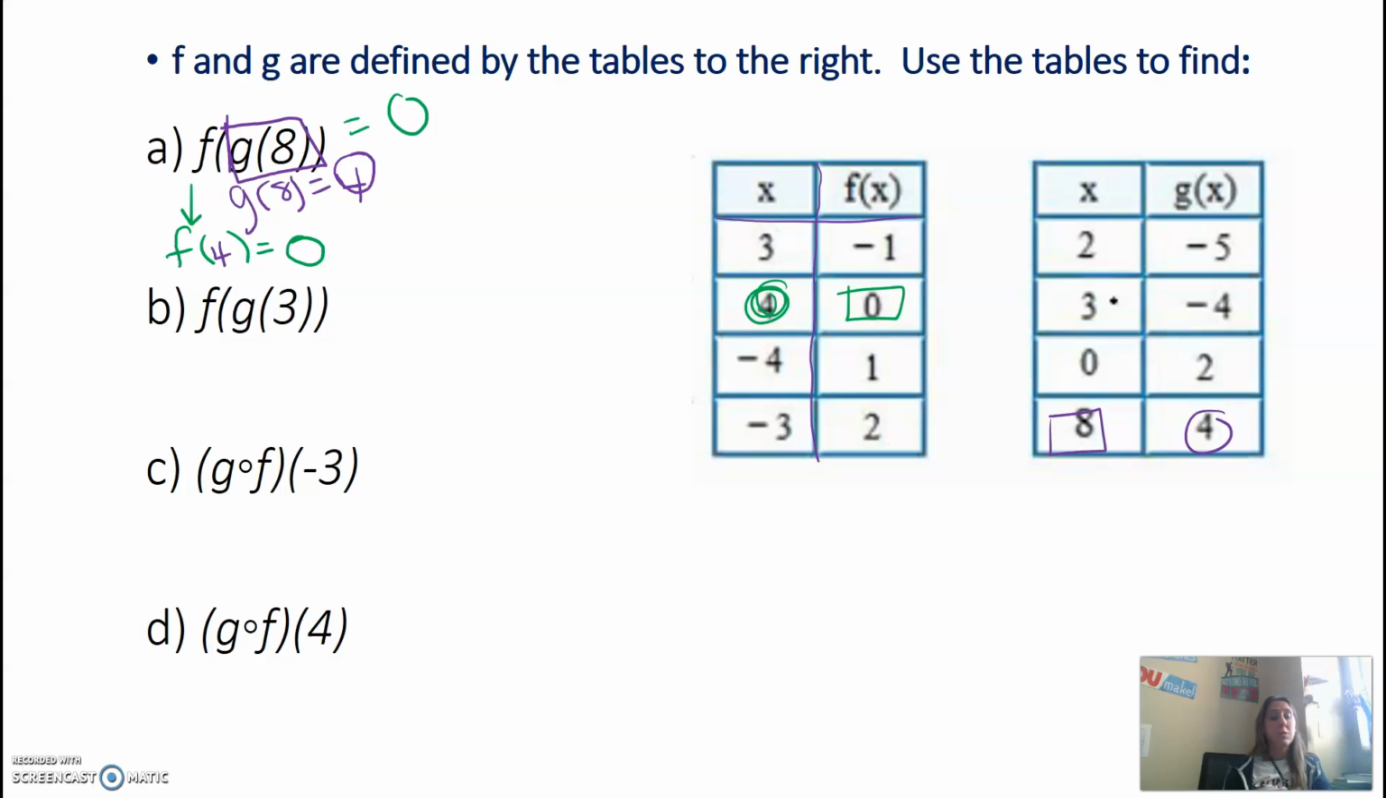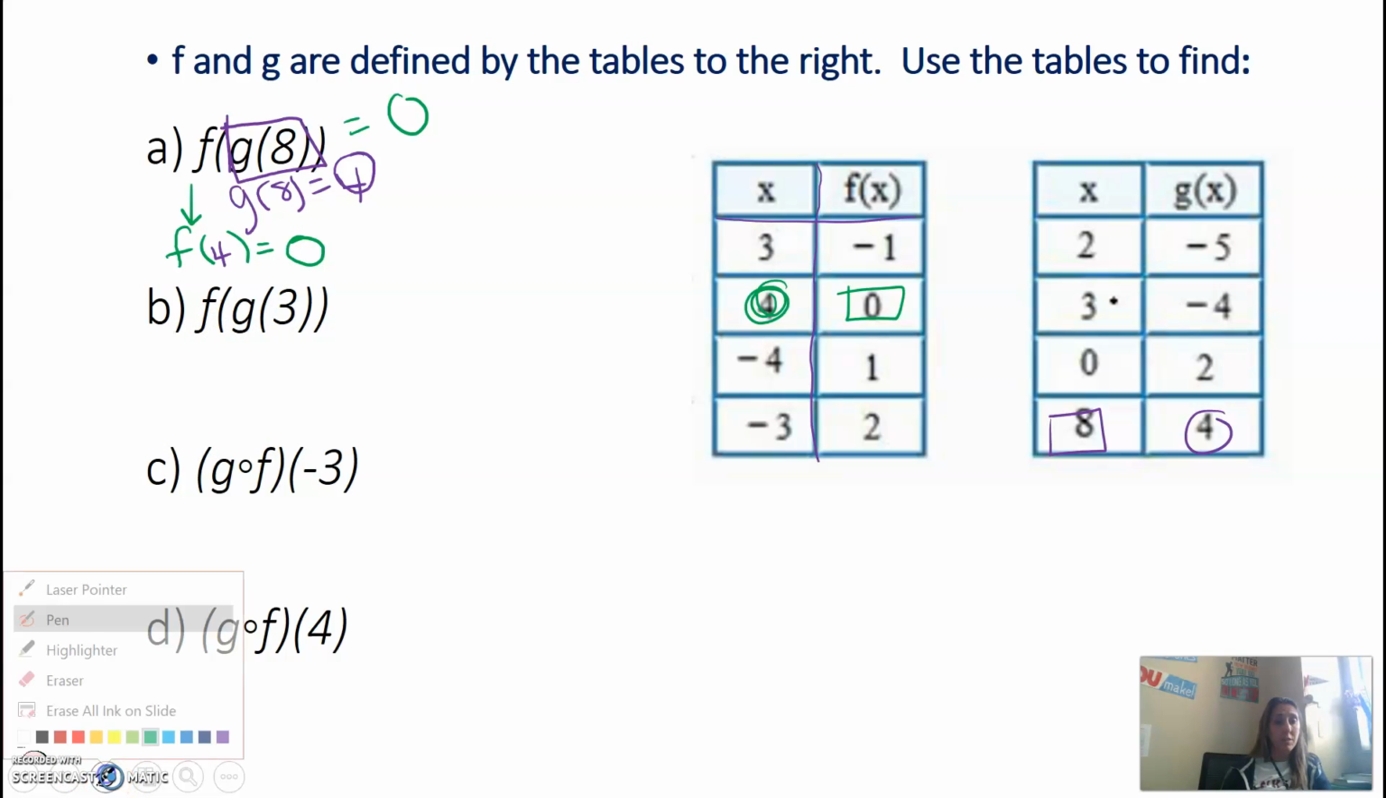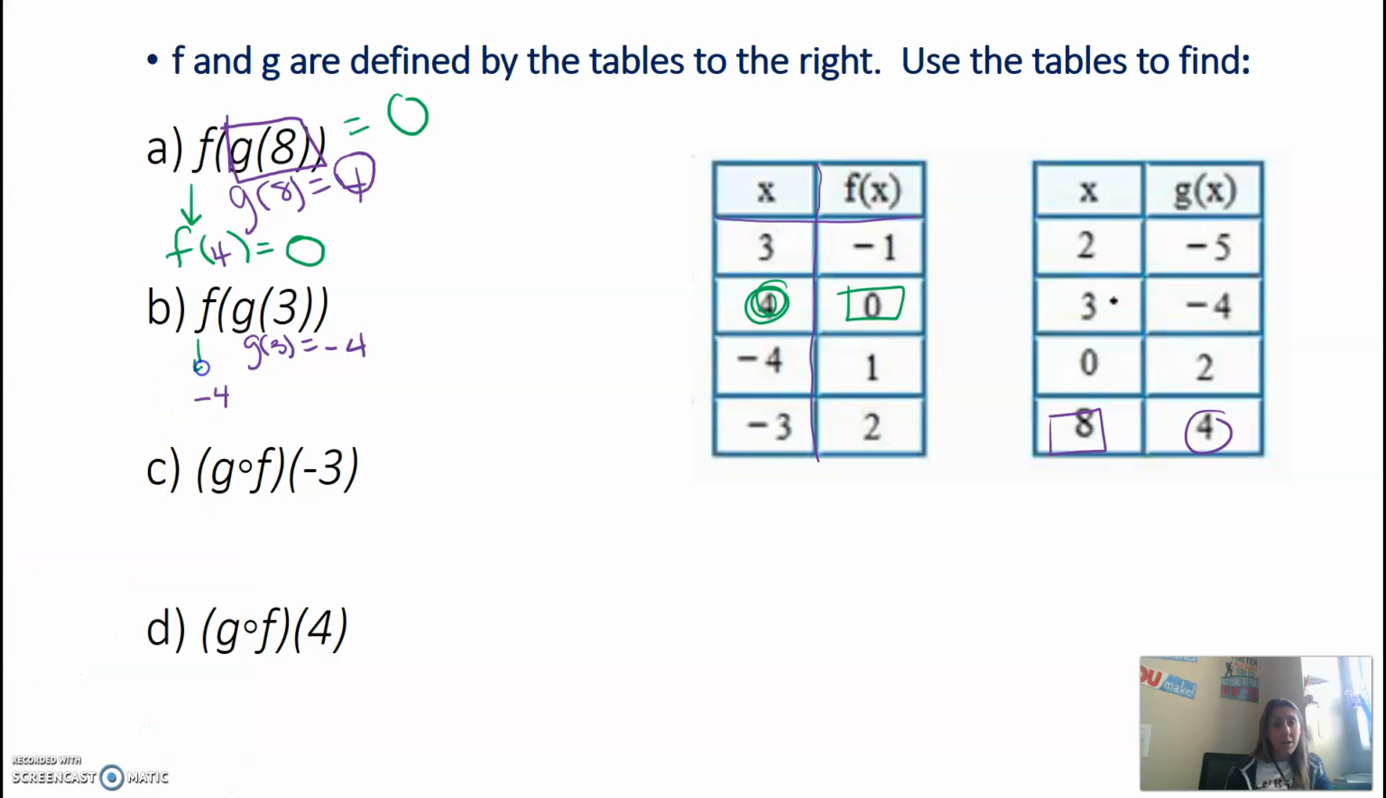Okay? We're going to do the same thing for B. We're going to find G of 3 first. So G of 3 is equal to, here's G, here's 3, so it's negative 4. I'm going to put that right here, and then drop the F down, so we have F of negative 4 is equal to 1. So this whole thing equals 1. Then we do the same thing.